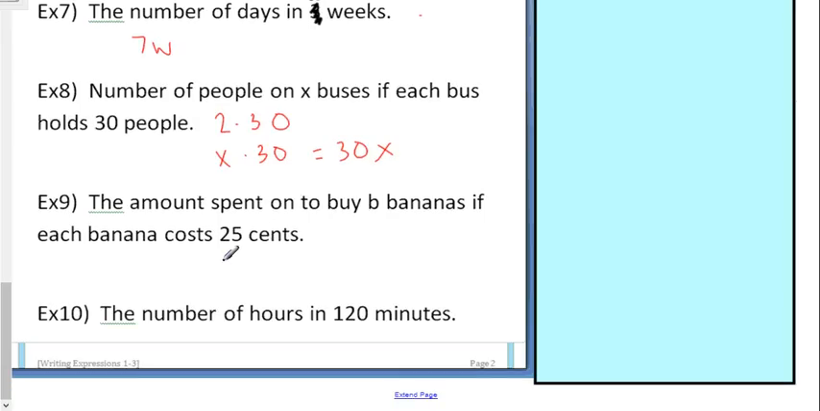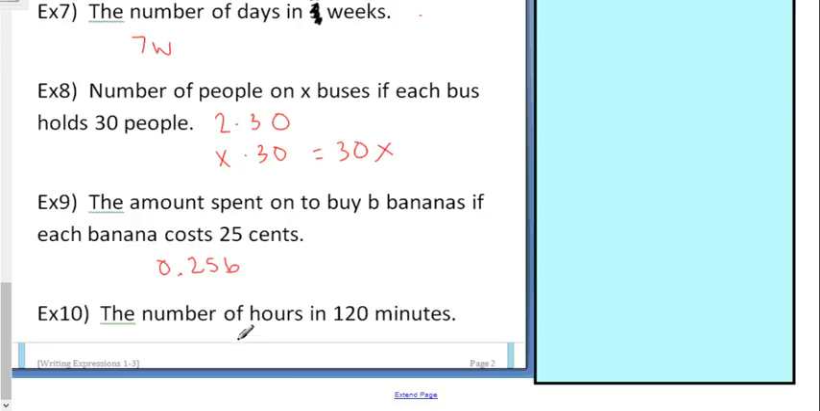The amount spent on B bananas if each banana costs 25 cents. So most of you would probably write this, 25B. And that could be right, but you have to ask yourself, what's that answer going to give me? Is that going to give me how much money I'm spending? No, that's going to give me how many cents I'm spending. So 25B, if there was 2 bananas, it'd be 50. 50 what? 50 cents? $50? Well, 50 cents. So what I really need here is the decimal. So 0.25B, you can add the 0 there, 0.25B.